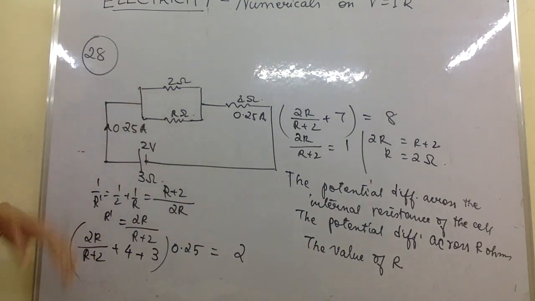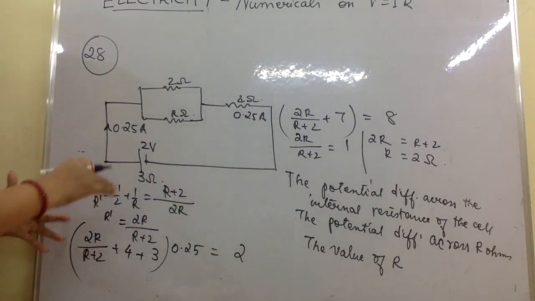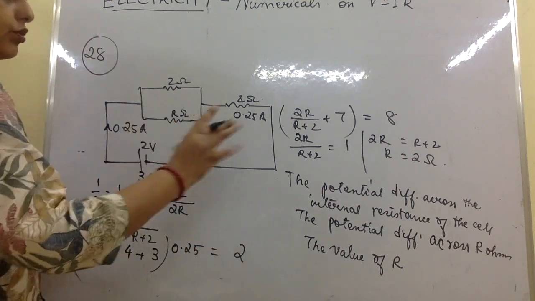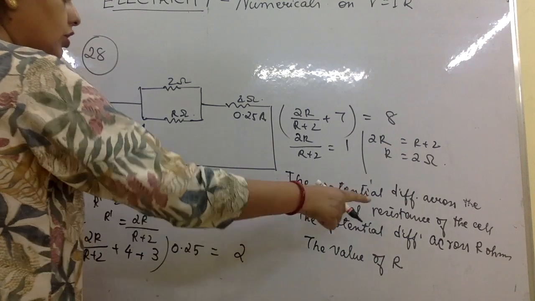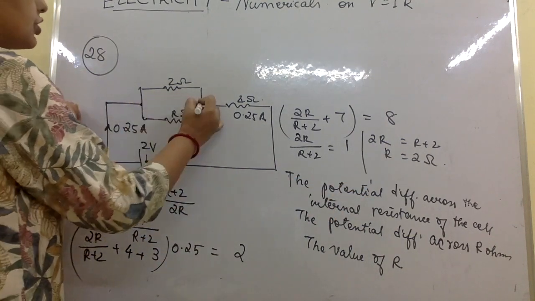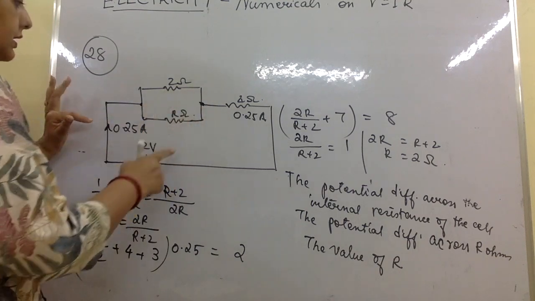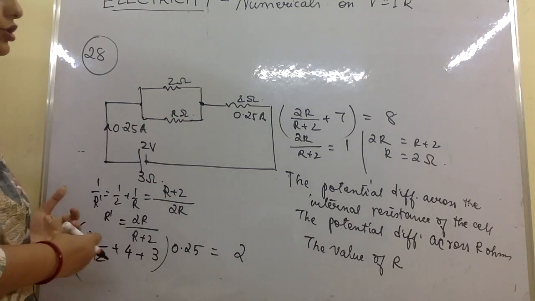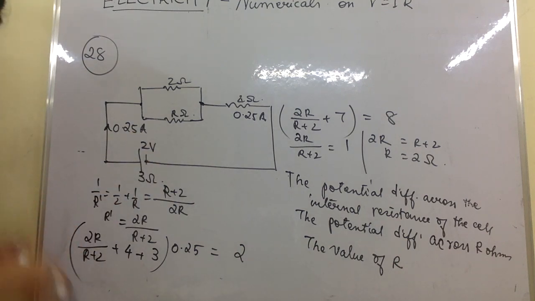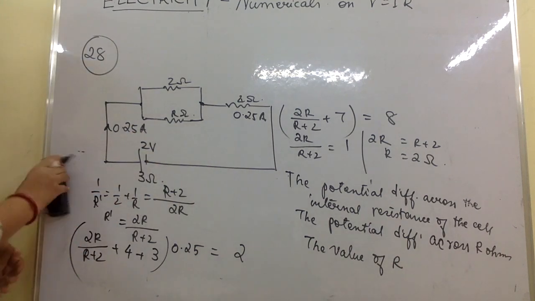So we got the value of R first. Now in these sums, these things happen, you can't really maintain the sequence all the time. The value of R became 2 ohms. Now we have to find the potential difference between these two junction points, whether R or 2, it is the same. So how much is the potential difference across R ohms?